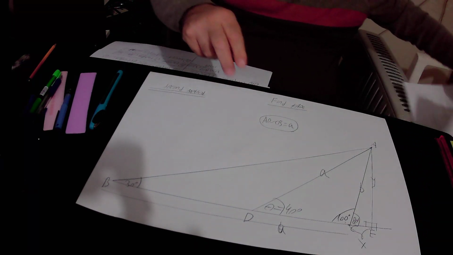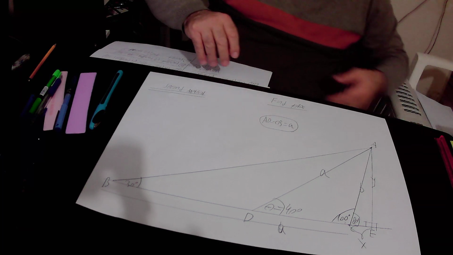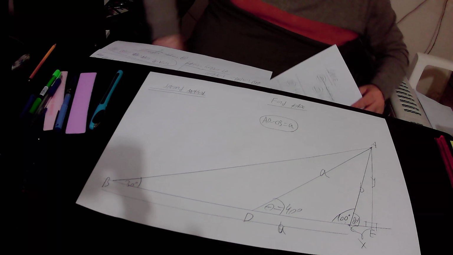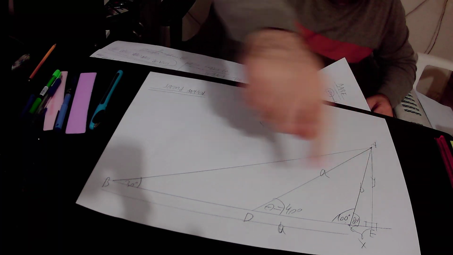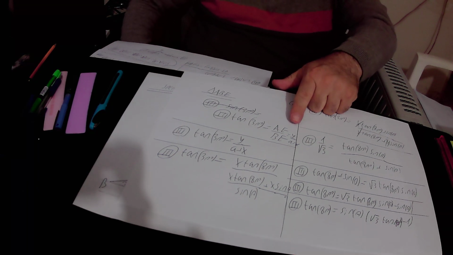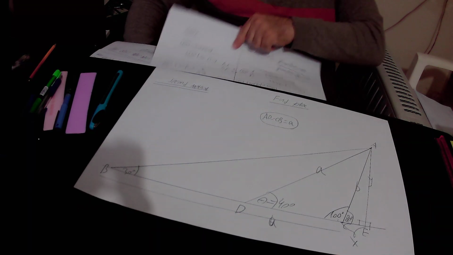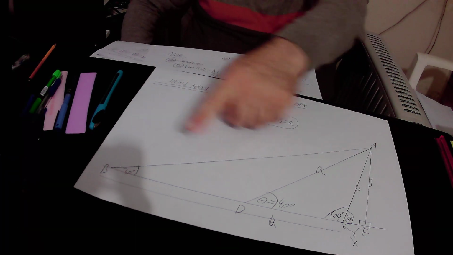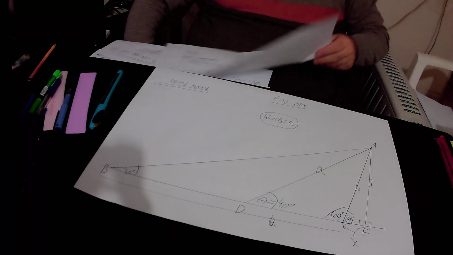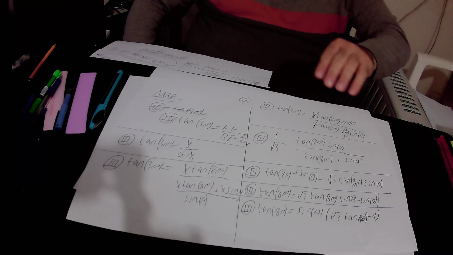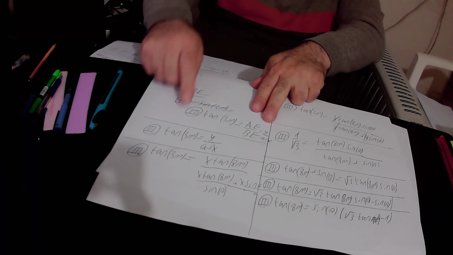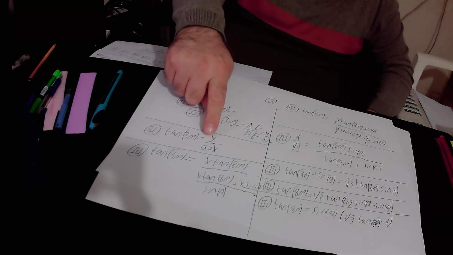Then we focus on the right triangle ABE. In the right triangle ABE, tangent 30 degrees equals AE over BE. AE equals y according to our definition, and BE, you can see easily from the drawing, equals a plus x. So in conclusion, we found out that tangent 30 degrees equals y over a plus x.